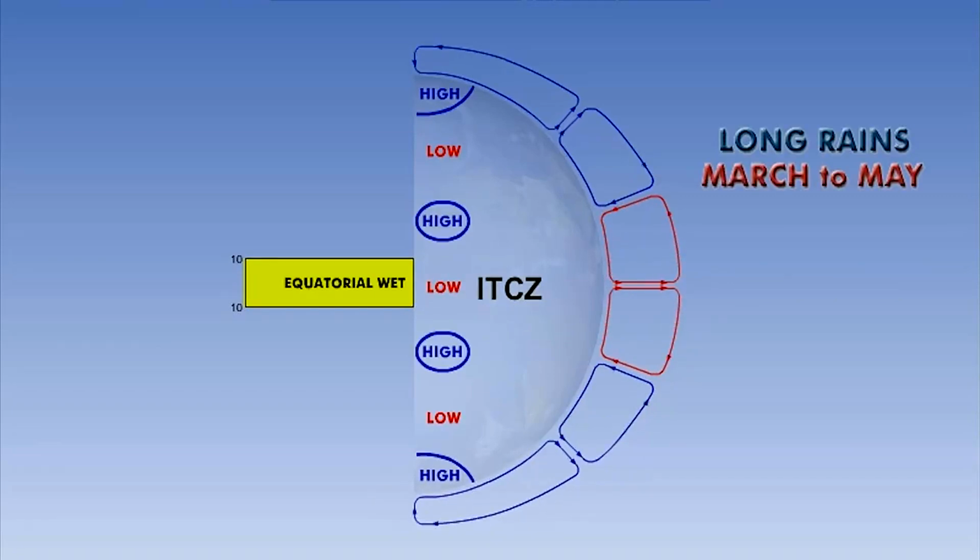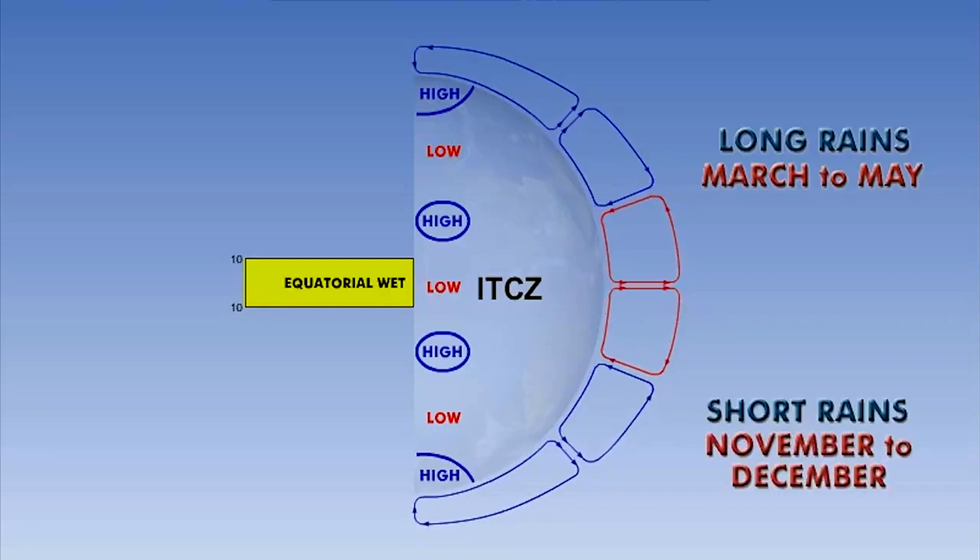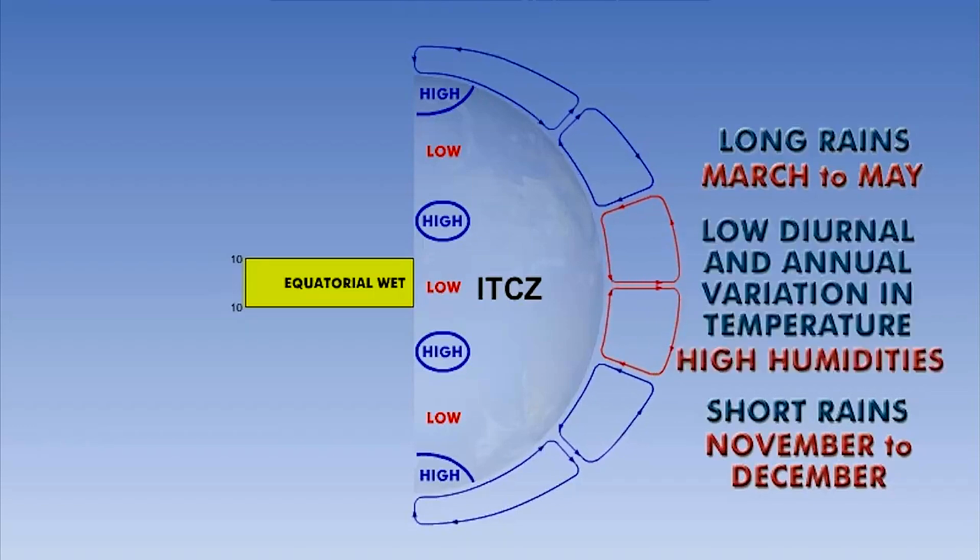In equatorial East Africa, these rains occur from March to May and are called the long rains, and from November to December and are called the short rains. This zone is characterized by very low annual and diurnal variations of temperature, together with fairly high relative humidities.